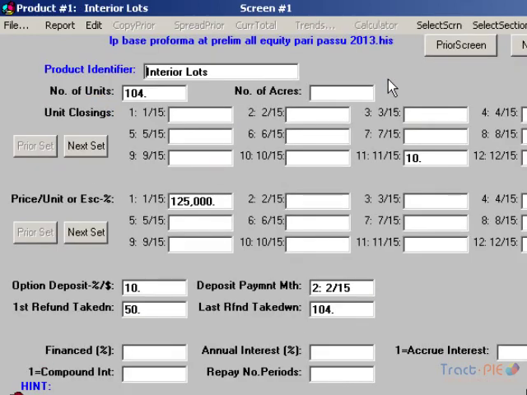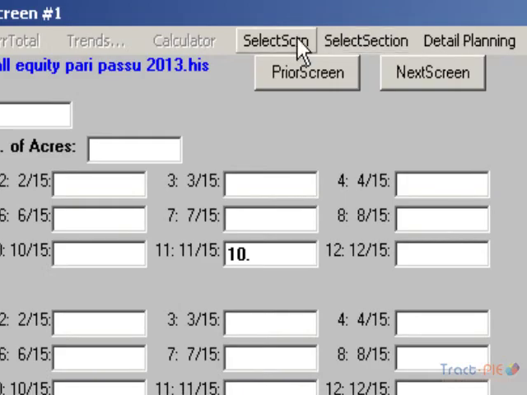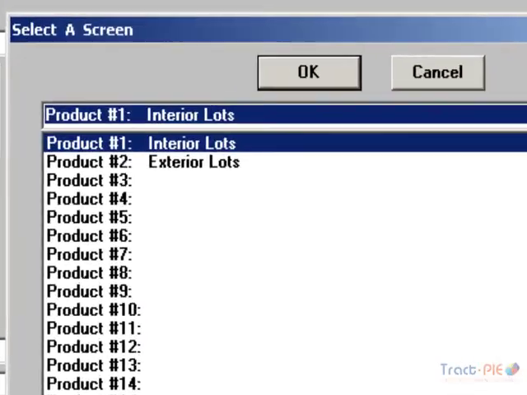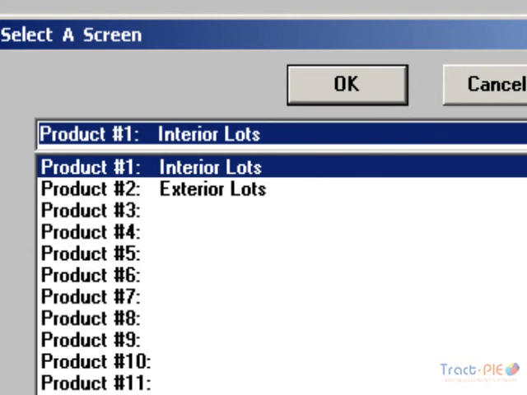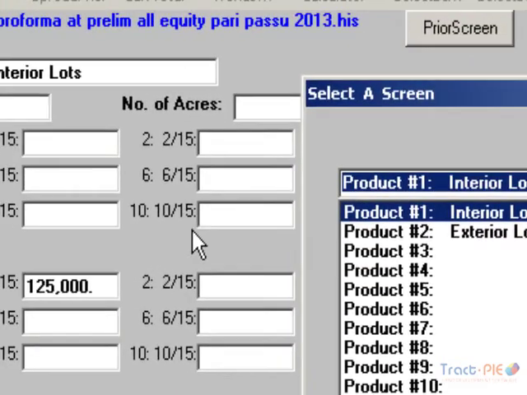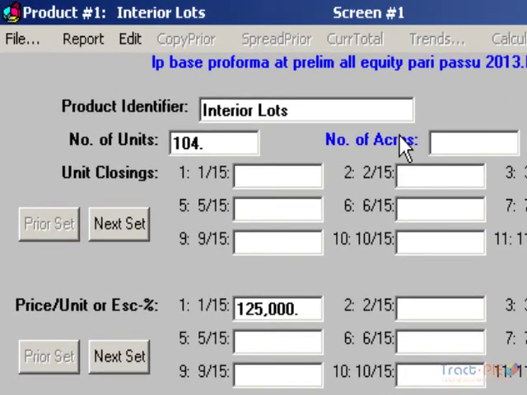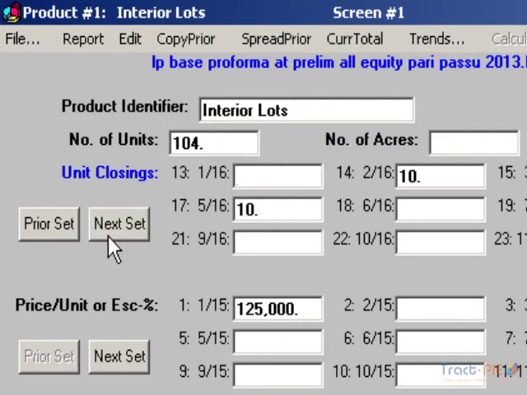The next series of screens prompt for information about lot or parcel types. By selecting the Select Screen command, we have two different lot types ranging from interior to exterior lots. You could of course have 60-foot lots, 80-foot lots, 100-foot lots, estate lots, as well as commercial lots and more. In this particular case, there are 104 interior lots to be developed and then closed. The unit closing schedule displays the assumption about lot closings period by period.